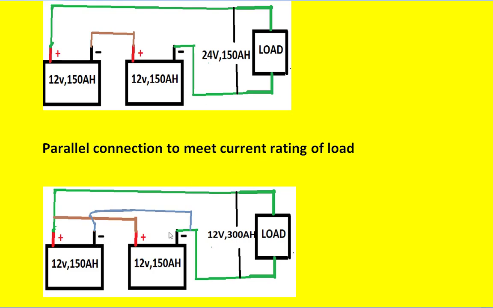This negative terminal and this negative terminal are connected together, and the common point is coming out to connect to the load. Similarly, this is a positive terminal, this is another positive terminal, they are connected together, and the common point is going to the load like this. And the load voltage rating is 12 volts. It cannot be more than 12 volts, but its current capacity increased. The two batteries now can supply 300 ampere hours to the load.